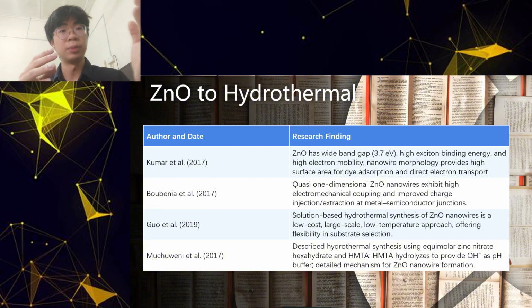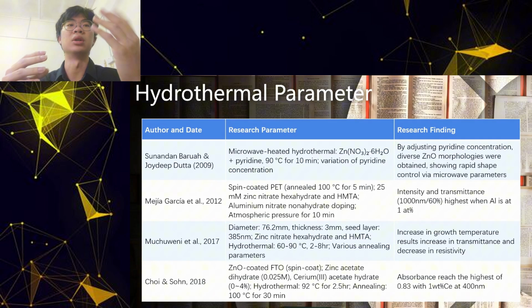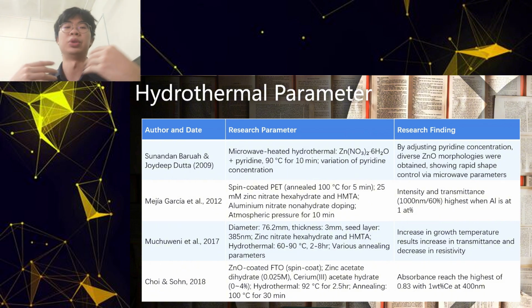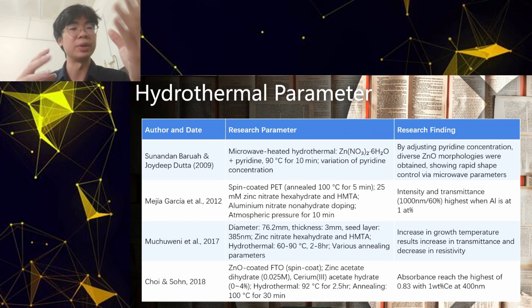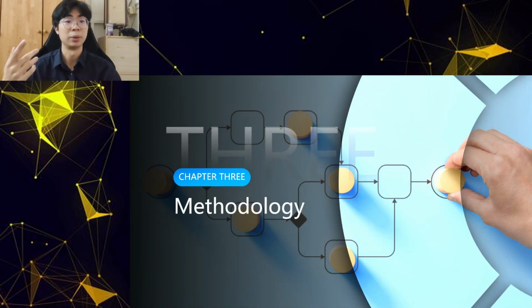Next, for the hydrothermal parameters, I also reviewed many articles and found that to achieve vertically aligned zinc oxide nanowire, we need to increase the growth temperature, which results in increased transmittance and decreased resistivity, by Muchiwani in 2017. And Major Gracia found that 1 atomic percent of aluminium has the highest intensity and transmittance compared to other samples like 0.5, 2, and 3 atomic percent of aluminium. Other parameters like sputtering will be briefly explained during the methodology part. Let's proceed to the third part, methodology.